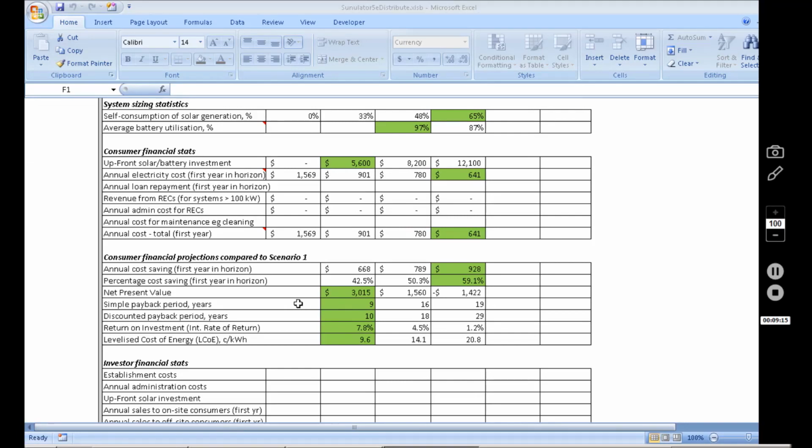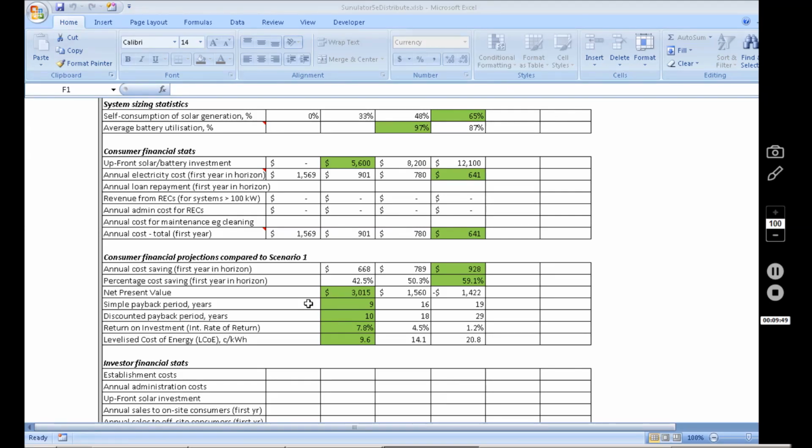Okay, simple payback period. So payback period is, most people are familiar with that. You spend some money up front, and then you get bill savings. So when will those total bill savings exceed your upfront cost? How many years do we have to wait to consider that our solar system has paid for itself? So we've got 9 years, and then 16 and 19.